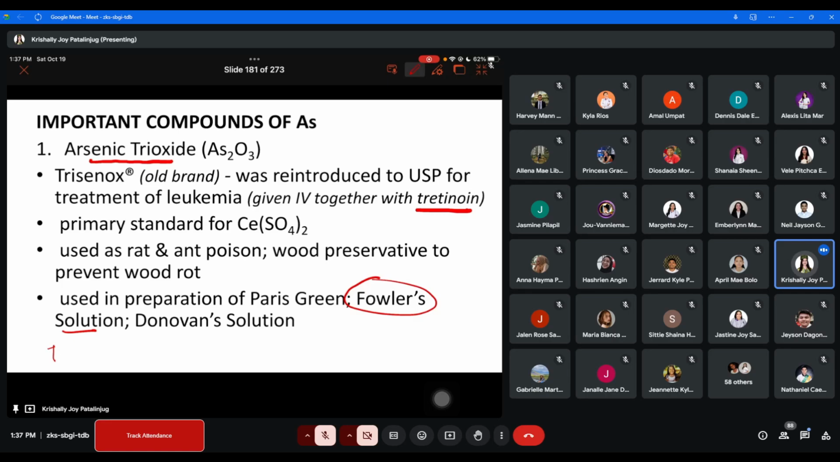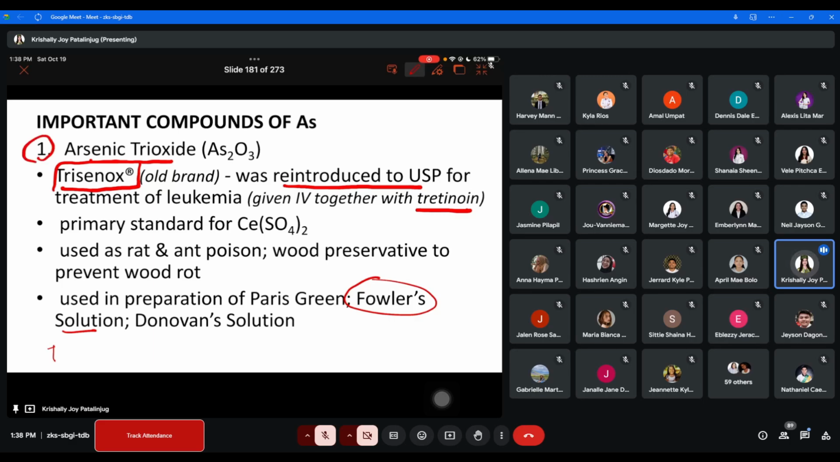Nasabi ko doon before, it was used as anti-leukemic agent. Okay? Yung Fowler solution, higher dosage ng arsenic yung present doon. Okay? Kumpara sa Trisenox. Yung Trisenox, yung na-reintroduce to USP, it now contains enough, yung therapeutic dose lang, much lower than the typically administered before na Fowler solution for anti-leukemia. Okay, so yan yung Trisenox.